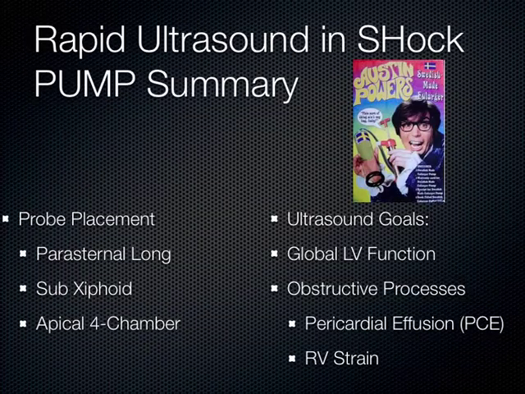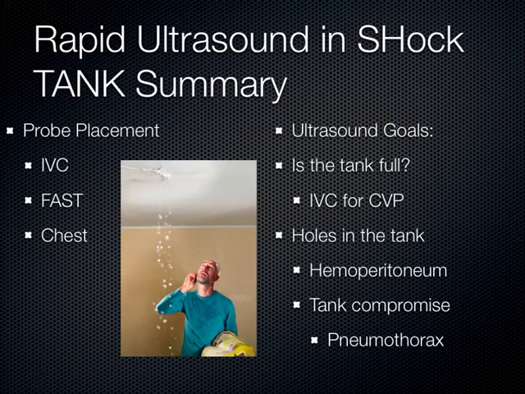So, in summary, with the pump, it's all about the probe placement. We talked about the 3 views of the heart and what we're looking for. Global LV function, whether there's some type of obstructive process like a pericardial effusion or RV strain. And with the tank, what we're looking for here is the IVC as a non-invasive measure of CVP. We're looking for, in other words, is the tank full? And then finally, we're looking if there's any holes in the tank, like with the FAST exam, and if there's a pneumothorax resulting in a compromise of our tank.